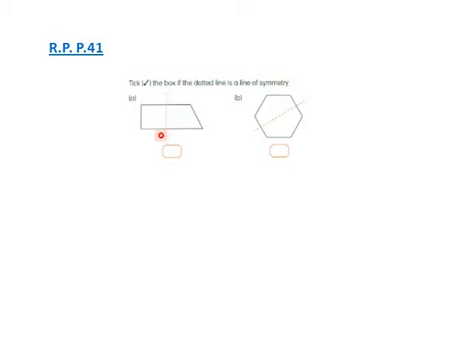Let's see. I will look at the part on the left and the part on the right. Are they exactly the same? Oh no, they are not. So this line is not a line of symmetry. Put an X, please. What about this hexagon?